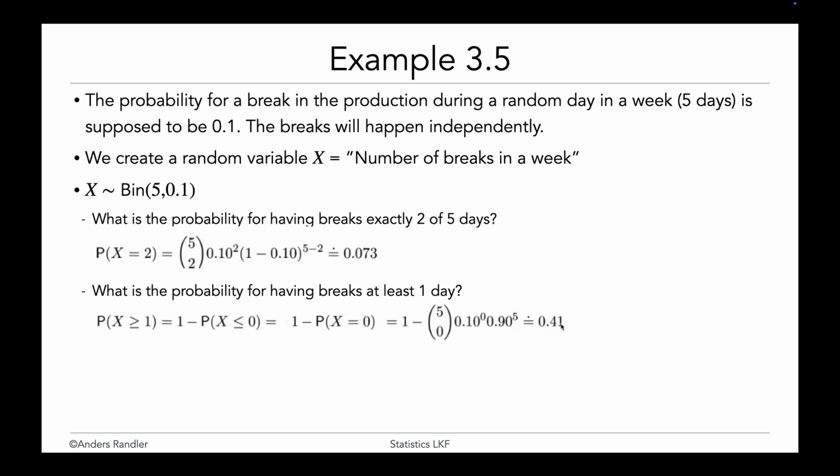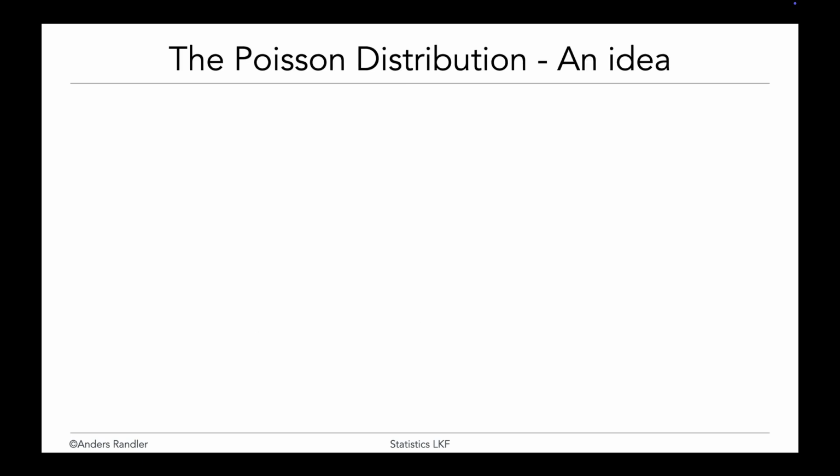This is what I get then, and the result will be 0.41. You need to be clever sometimes. So instead of calculating using this formula for x equals 1, 2, 3, 4, 5, you can just take this formula and take it away from 1. That makes things much easier. Okay, that was the binomial distribution, and definitely we will be back and talk loads more about that. But for now, we need to go on a bit.